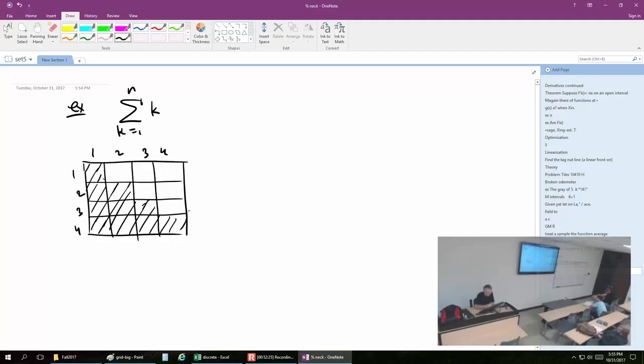It's like the question: you have a tournament with k players, and the question is how many games you have to play. So 1, 2, 3, 4. 1, 2, 3, 4. Considering that you cannot play yourself, so this is out. It's a round robin tournament, whatever it could be.